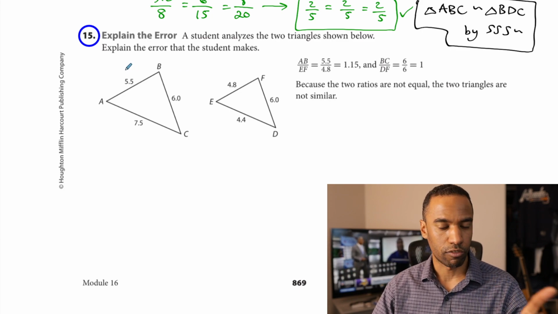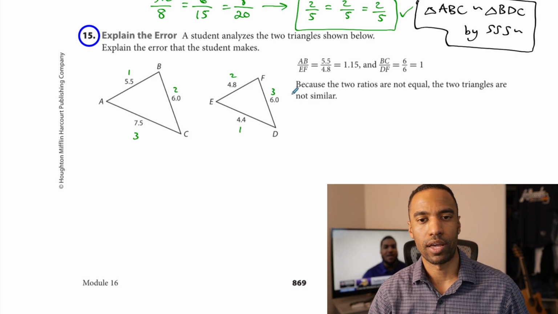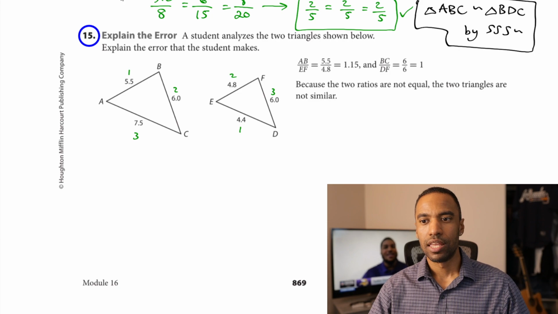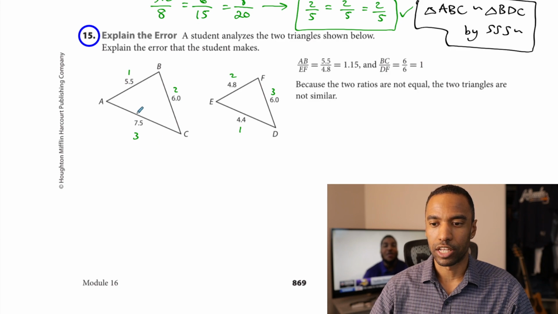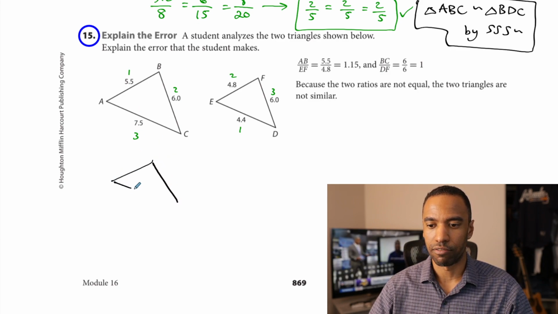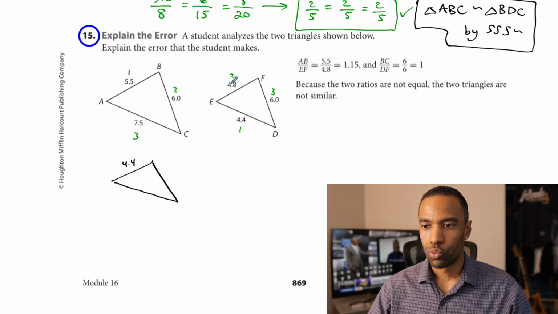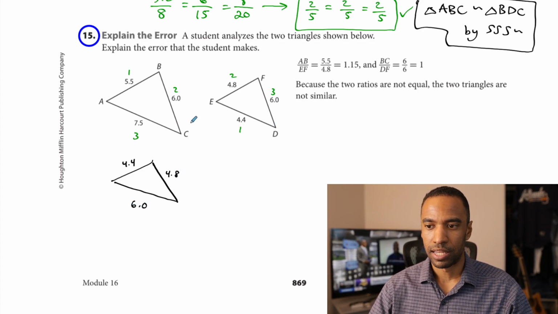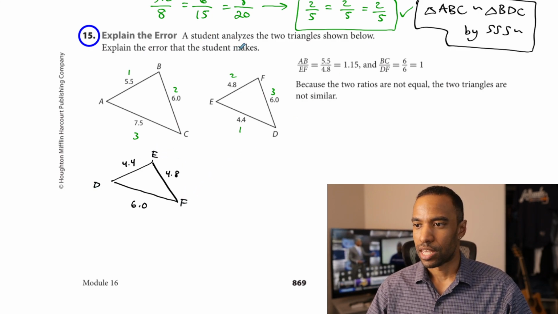I'm going to number these in order from smallest to largest. This is the smallest, 1, and then 2, and then 3. This is 1, 2, 3. You guys see that? These aren't drawn the same way to correspond with things. They corresponded parts that do not correspond. If we were to redraw things properly here, 4.4 would be right here. 4.8 would be right here. And then 6.0 would be down here. So instead, this would be D over here, E over here, and F right here. They say explain the error the student makes.